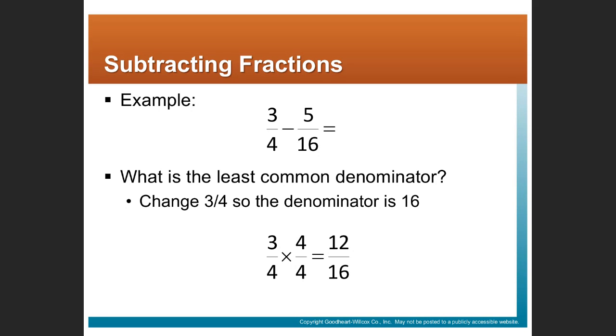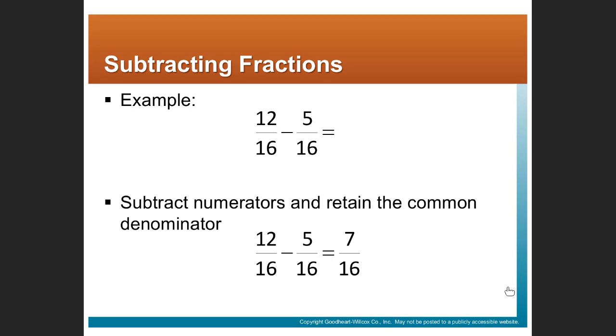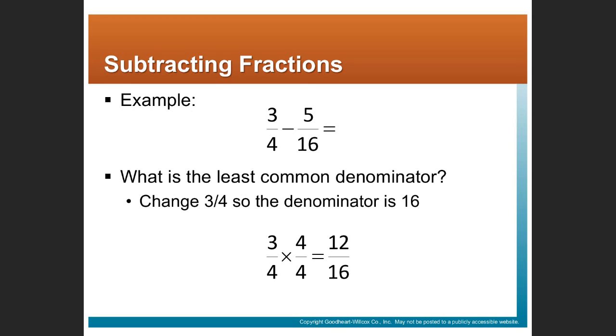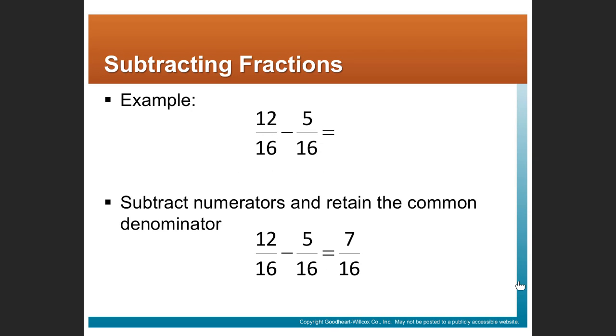So now I'm going to have 12/16 minus 5/16. The denominators stay the same. Subtract the numerators. 12 minus 5 is 7, so the result is 7/16. So, 3/4 minus 5/16. The result is 7/16.